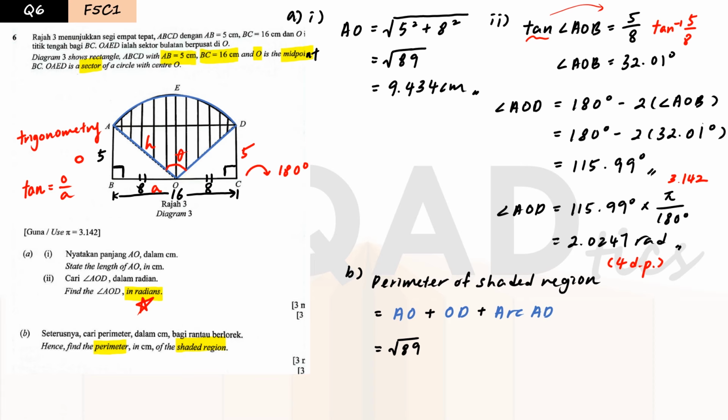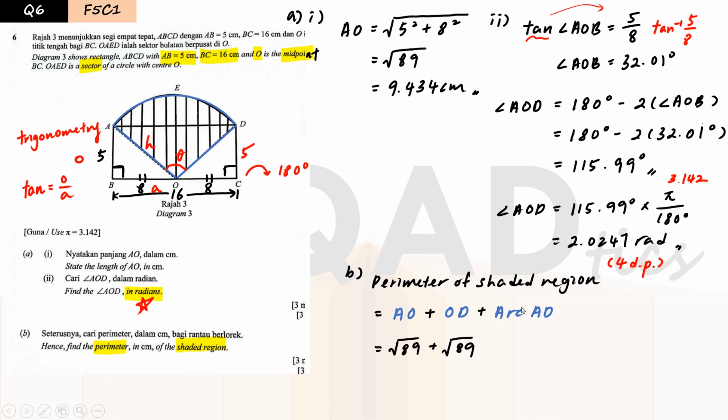Alright? For OD is here, and since OD is in a triangle which is similar to the triangle here, meaning AO and OD are actually the same. So OD would also be square root 89.